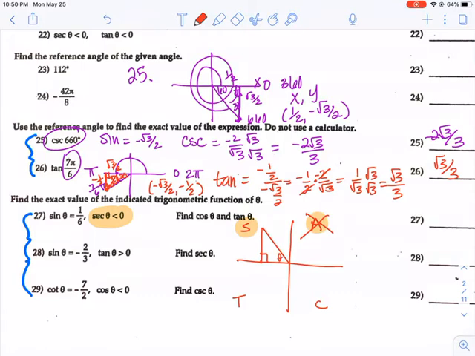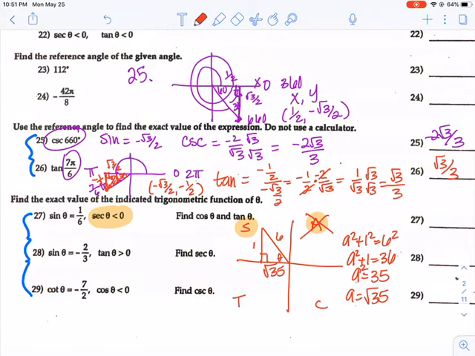Sine is 1/6. Sine is opposite over hypotenuse. So 1/6. And then we use the Pythagorean theorem to find your third side. So a squared plus 1 squared equals 6 squared. A squared plus 1 equals 36. A squared is 35, so a is rad 35. So this is rad 35. And we are looking for cosine and tangent.